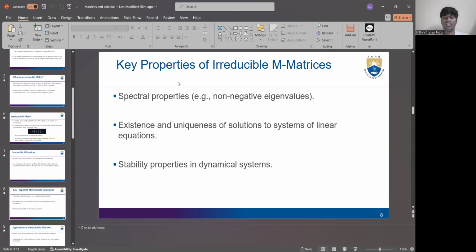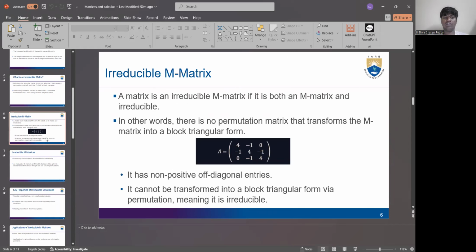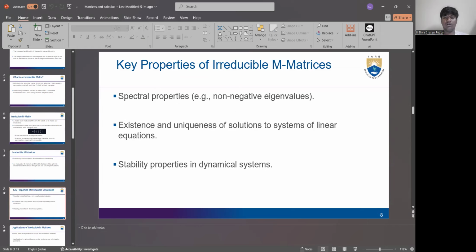Coming to key properties of irreducible M matrices, they have spectral properties, for example non-negative eigenvalues. If you compute an eigenvalue of this particular M matrix, the eigenvalues you get are also going to be non-negative, rather than something like a negative and a positive eigenvalue or zeros. Another property is the existence and uniqueness of solutions to systems of linear equations. From these irreducible matrices, you can prove the existence and uniqueness of solutions to systems of linear equations.